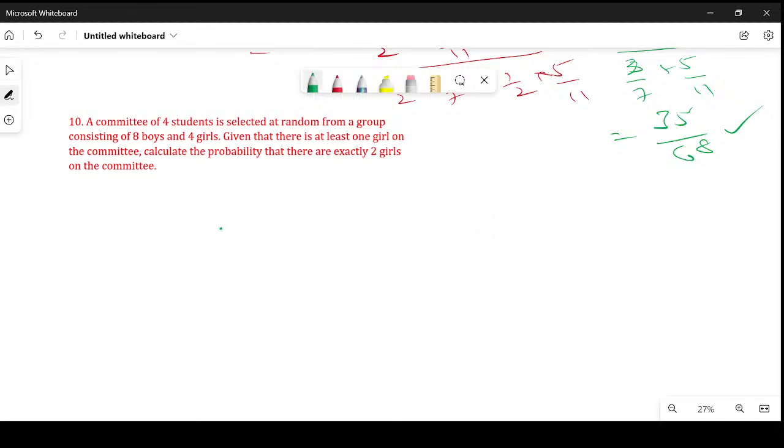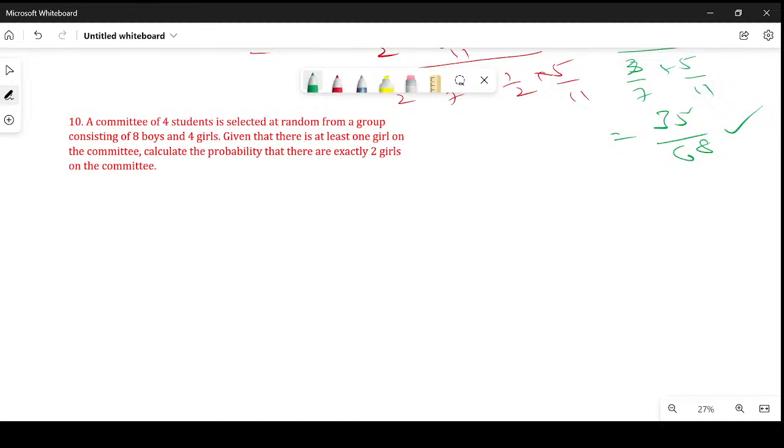A committee of 4 students is selected at random from a group consisting of 8 boys and 4 girls. Given that there is at least 1 girl on the committee, calculate the probability that there are exactly 2 girls on the committee. See this problem, the concept is simple only. You can think.